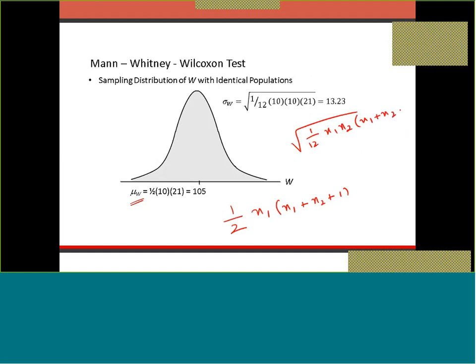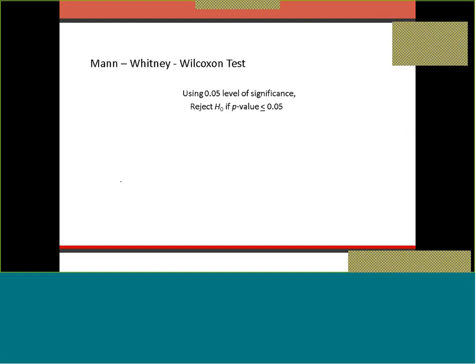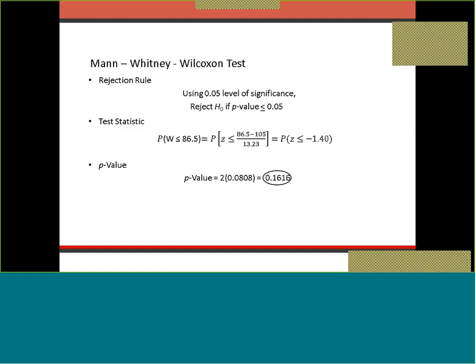Very easy to remember, but anyhow not required for open book. So after calculating mean and standard deviation, you have to apply the rejection rule. So what is the rejection rule? If you use 0.05 level of significance, reject H0 if p value is less than or equal to 0.05. So calculate the test statistic P of W less than or equal to 86.5.